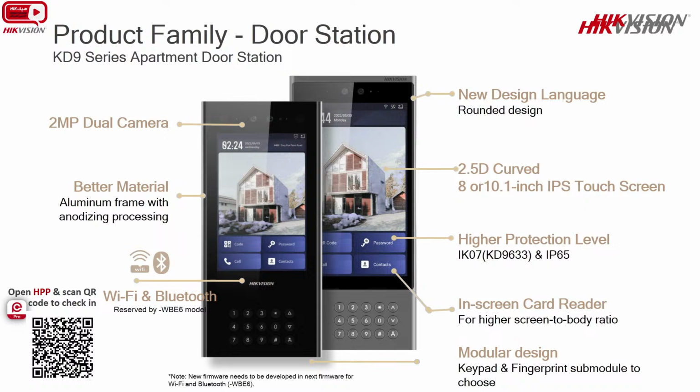So what's the meaning of the 2.5? That means 2.5 dimensional is a kind of status between 3-dimensional and 2-dimensional. It has the cut, the round design. So by the 2.5 curved and the inch, the IPS touch screen. IPS means in-plane switching.